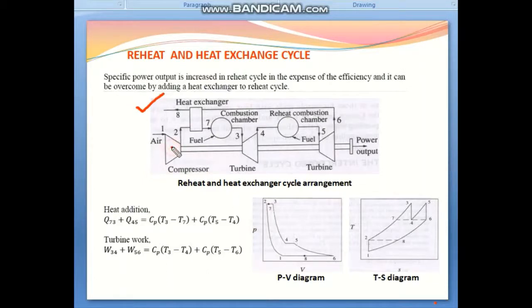So this one is the compressor, this is turbine 1, and this one is turbine 2. These two are the combustion chambers. This is the first one, this is the reheat combustion chamber, and this one is the heat exchanger.